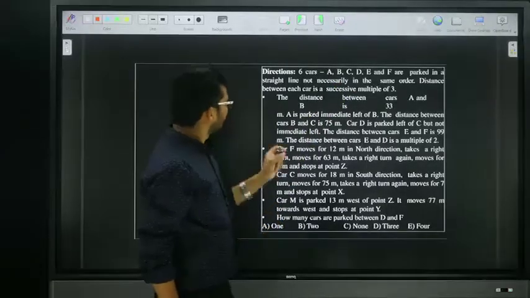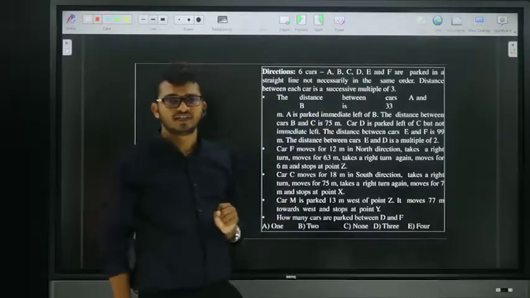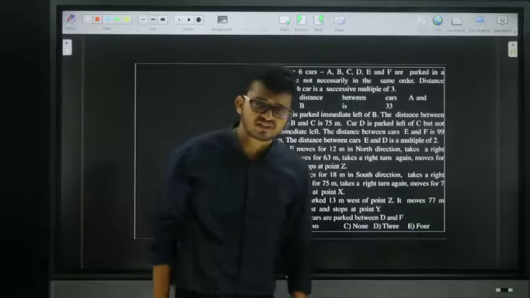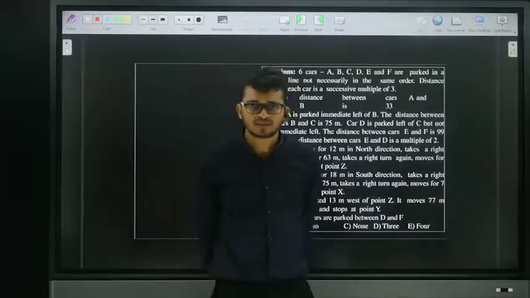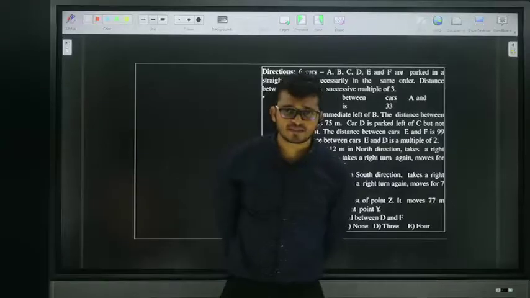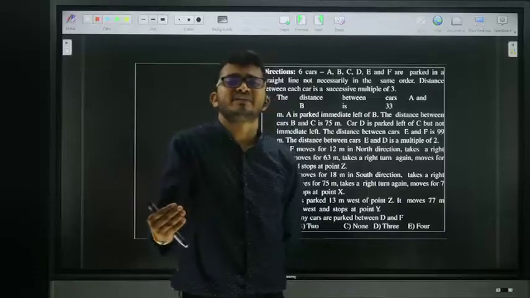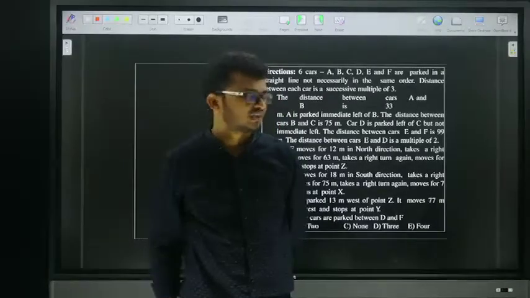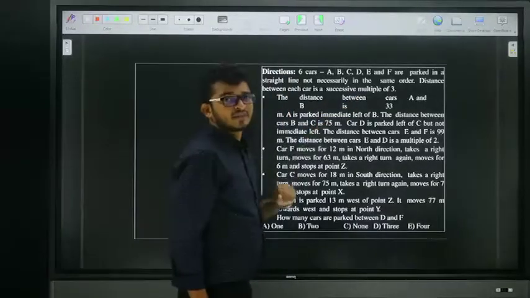Next, the distance between each car is a successive multiple of 3. What is the meaning of successive multiple of 3? See here, 3, the next successive multiple is 6, then 9, 12, 15, and so on. So the distance between the cars is the successive multiple of 3.